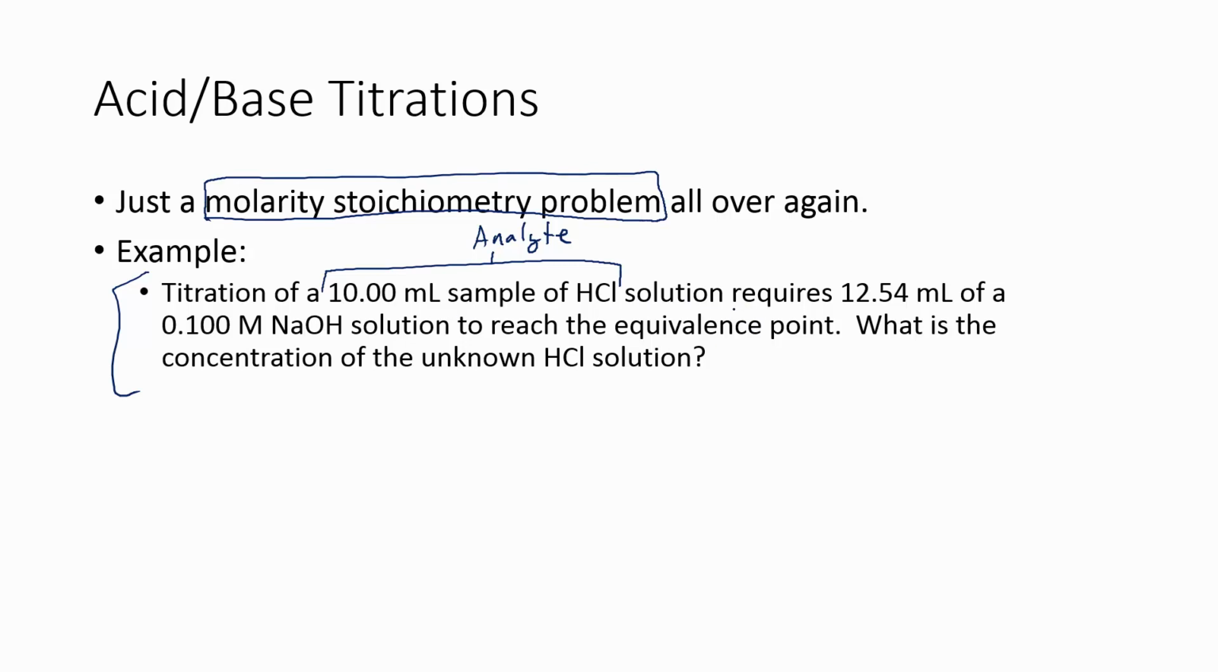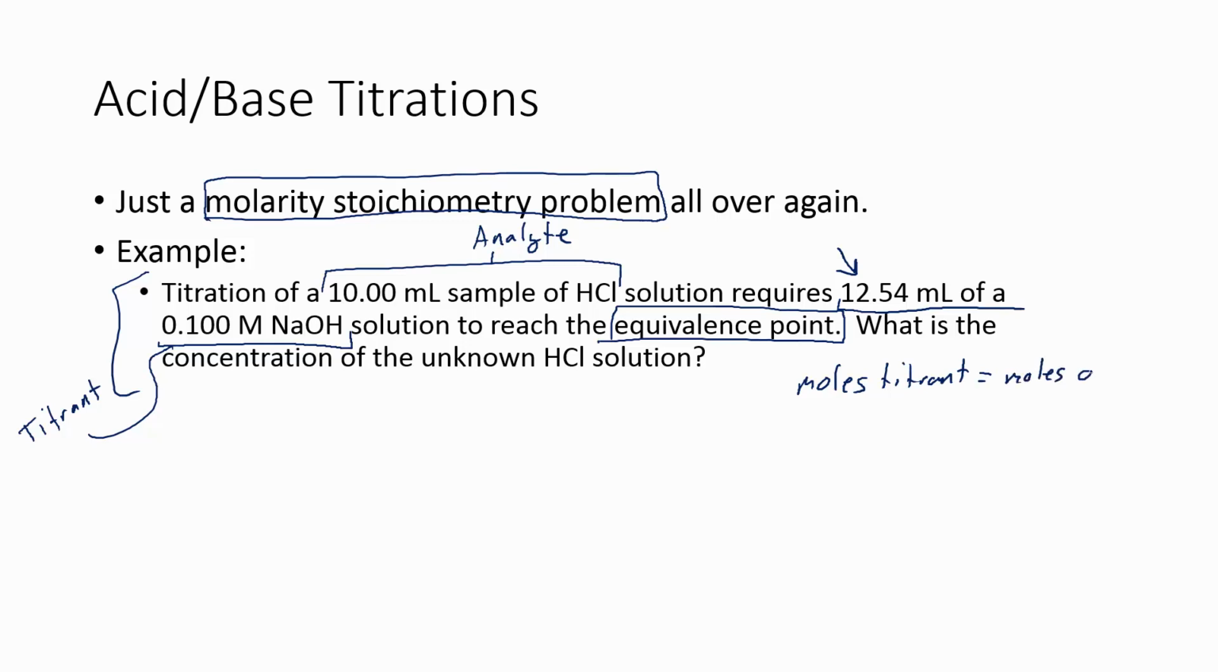So the titration of this solution requires 12.54 milliliters of 0.1 molar sodium hydroxide. Okay, so that is what we know. That's the titrant, the known concentration solution that we're adding to the analyte. And here's exactly how much we have to add before the indicator solution changed color. And we said this is the equivalence point. And the equivalence point, we said, is where moles of titrant equals moles of analyte.